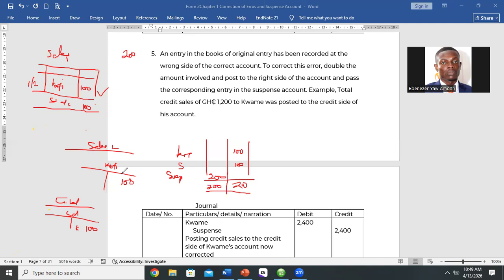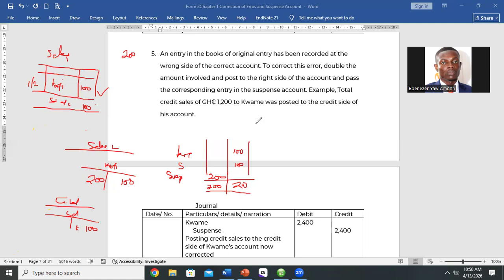So then how do we correct this error? So look at Kofi. This 100 is not supposed to be here. It's supposed to be at the debit side. So what do you do to do that? You'd only have to double the figure, 200, right? Augustine, you appreciate that, right? Yes, sir. So when you double the 100, it now becomes 200. You debit Kofi 200. And the corresponding credit entry will go to where?